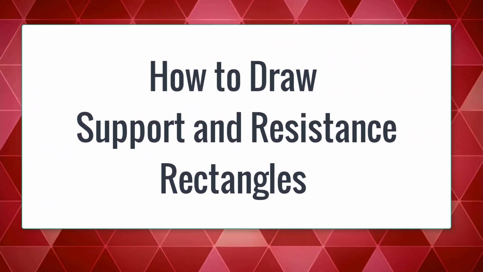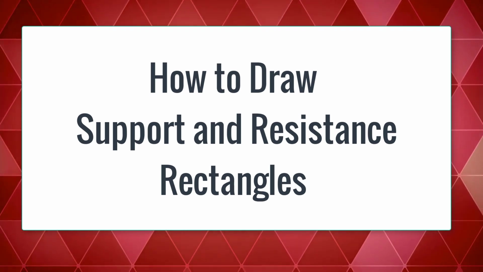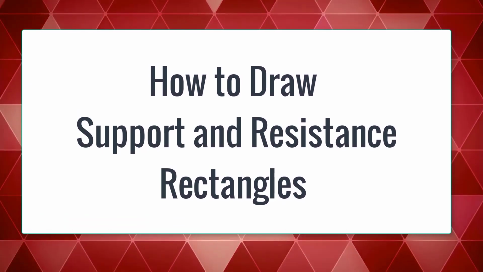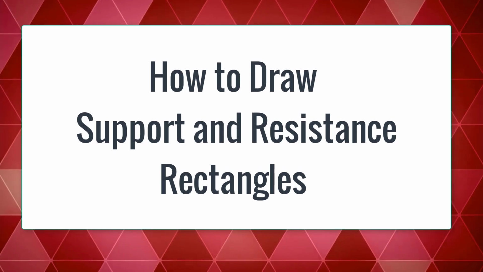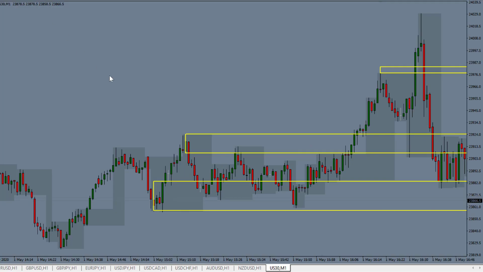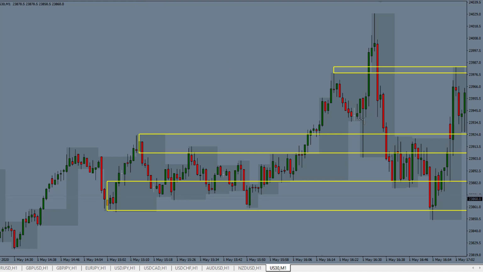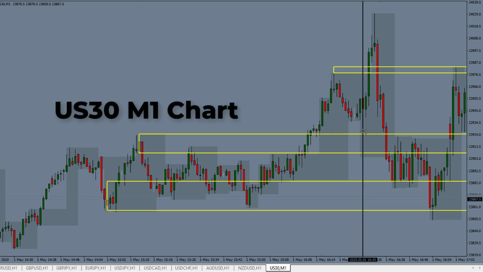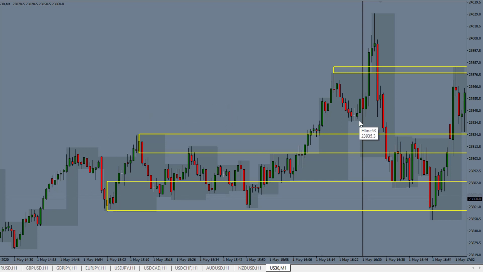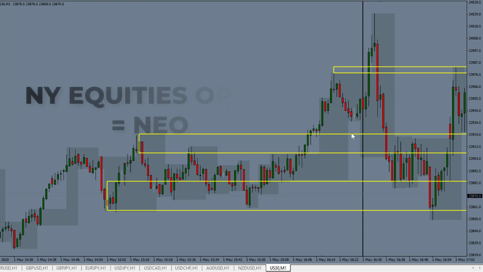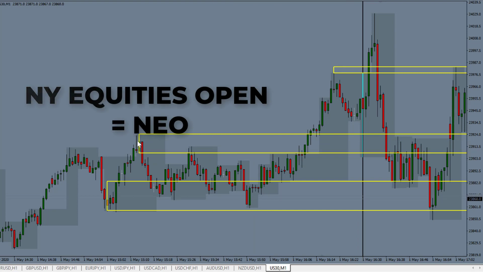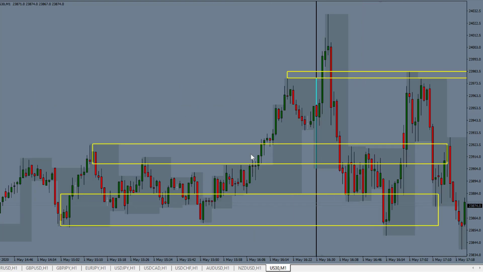Hello, in this short tutorial I'm going to teach you how to draw support and resistance rectangles using the levels of the Ames box. What you see right now are the levels I focused on earlier. Let's suppose you are trading the New York Open, the Equities Open, NEO, as we call it, and this is the US 30 chart. Before that I saw these levels, and this is where I drew these rectangles around them earlier, and you would see how price has reacted to it later.